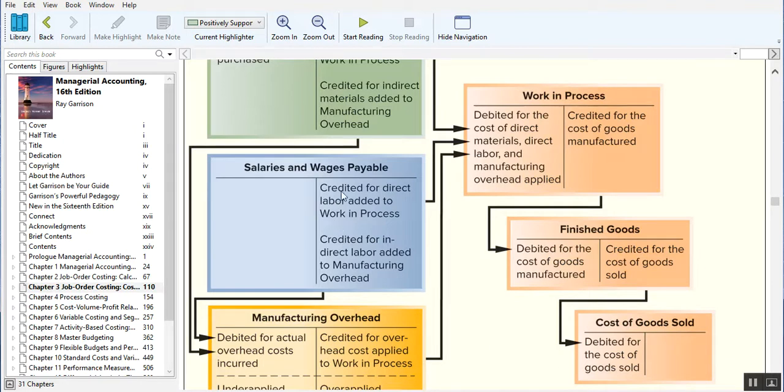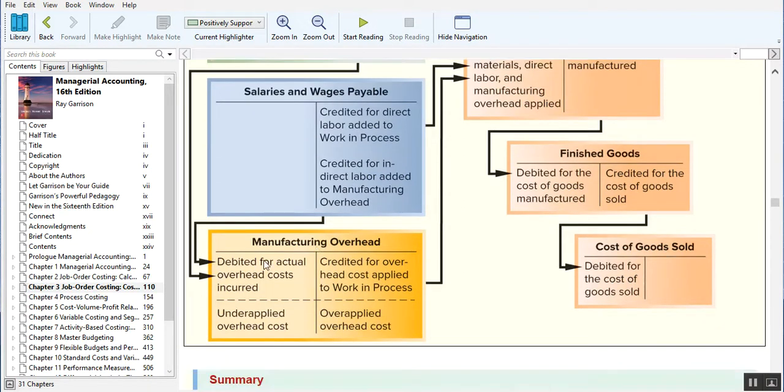Salaries and wages, you're going to credit those for the direct labor and for the indirect. And then manufacturing overhead is debited for actual overhead costs and credited for overhead costs that are applied to work in process. The difference can be over or underapplied overhead.